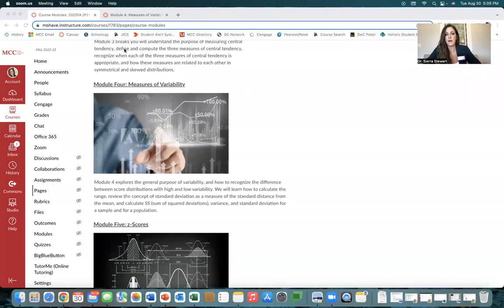Module 4 is going to cover measures of variability. So we're looking to see different standard deviations. We're looking at distributions and kind of what all of that means.